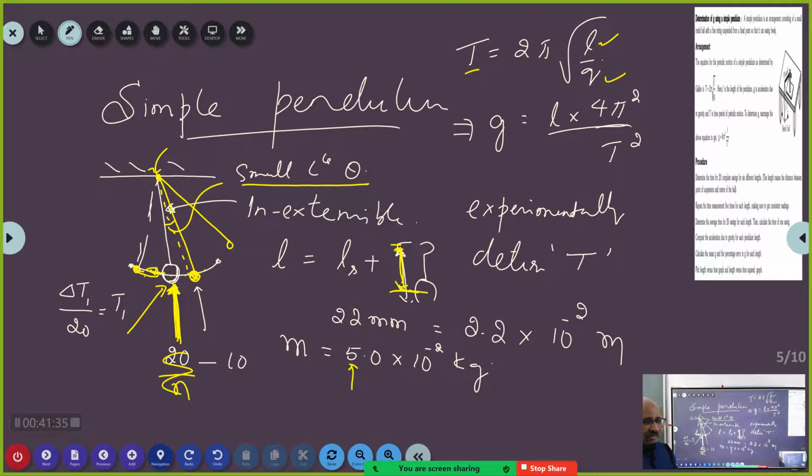Then what did you do? Repeated that experiment. Good. You repeated that, then you got T2, then T3, and then you added T1, T2, T3 and divided by 3. So what did you get from all this? Mean value of time, correct? Mean time period you got, correct? And then what did you do? No. That's all. So you wrote the time period and you came up.